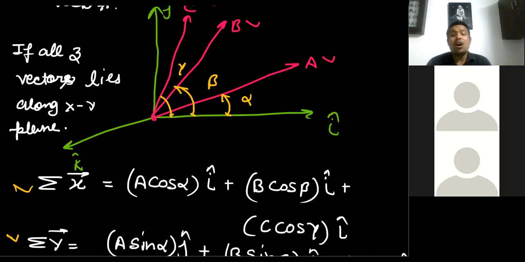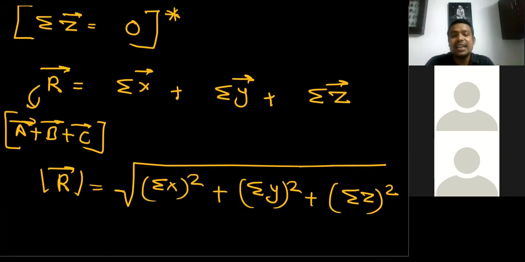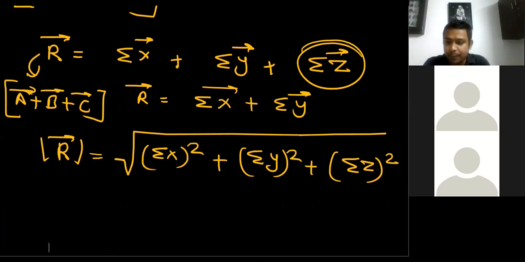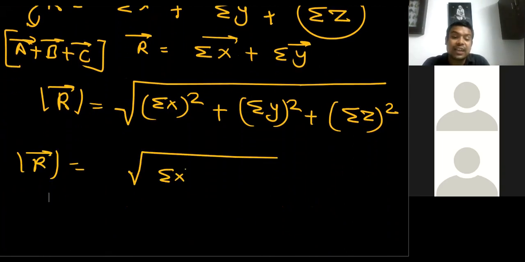In this situation, all three vectors lie along the xy plane, so all three vectors make an angle of 90 degrees with the perpendicular axis, or k cap. Thus, the z component of all three vectors is 0. So the resultant is summation of x i cap plus summation of y j cap. Since z is 0, for the magnitude it is the square root of summation of x square plus summation of y square.